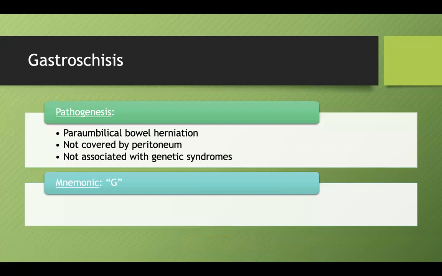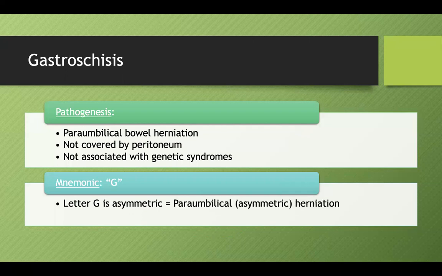And a good mnemonic that I saw, I believe in First Aid, I want to give credit to where it is. I'll check. I think it's First Aid, is that they remember gastroschisis and omphalocele for the first letter. So G is an asymmetric letter, and that can remind you that it's para-umbilical or asymmetric herniation. And you can notice that G cannot encase anything, and that should remind you that the bowel that comes out in gastroschisis is not covered by peritoneum.